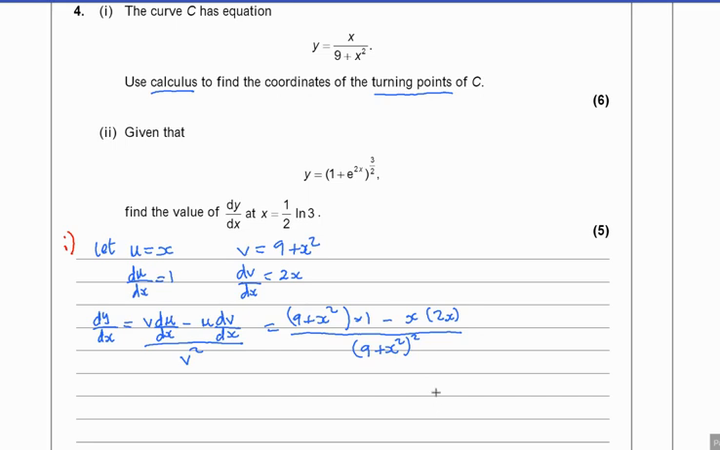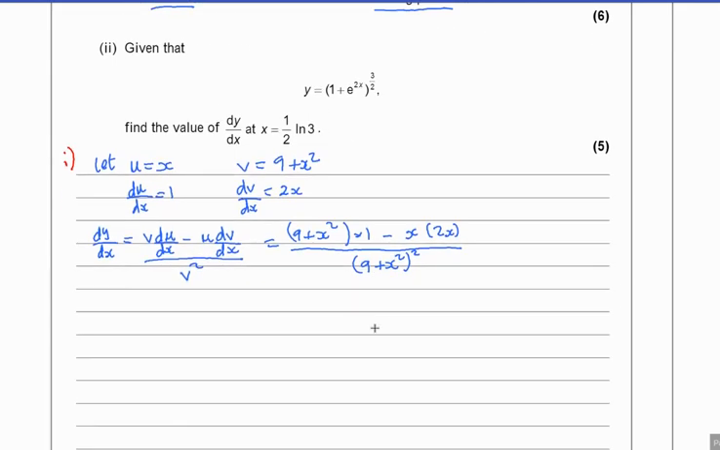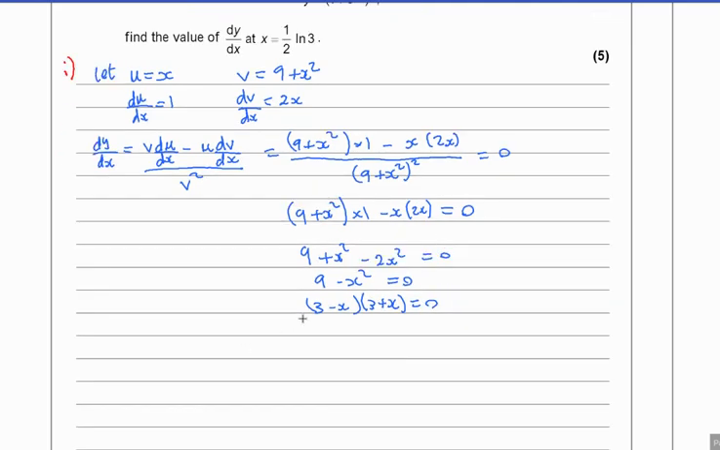We could write this in other ways, but the main goal is to work out the turning points. So we need to make this equal to 0. Multiplying both sides by 9 plus x squared, squared gives us 9 plus x squared times 1 minus x lots of 2x is equal to 0. And if we just tidy up the left-hand side, expanding this bracket, we just get 9 plus x squared, and then take away 2x squared, which equals 0. This simplifies to 9 minus x squared, which equals 0. Factorizing by the difference of two squares, we get 3 minus x, 3 plus x, which equals 0, which tells us that x is equal to 3 or x is equal to minus 3.